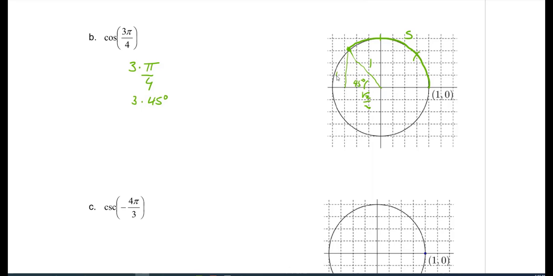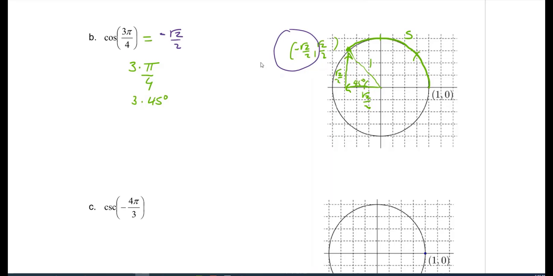So that's root 2 over 2, and that's root 2 over 2, which makes the coordinates of this point here negative root 2 over 2 in the negative direction, and then positive root 2 over 2 in the positive direction. That's the coordinate of this point here at the end of that arc of length 3 pi over 4. And the cosine is just the x coordinate. It's this guy right here, the x coordinate of the pair. That's negative root 2 over 2.